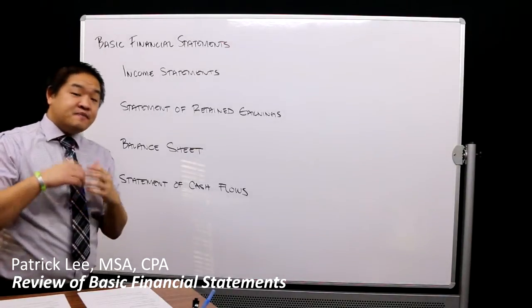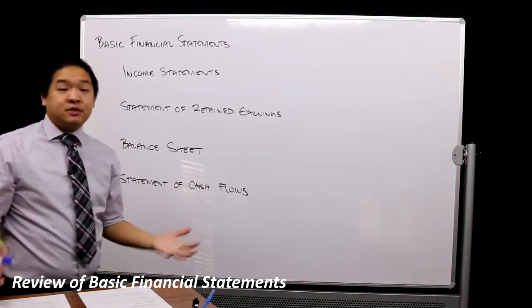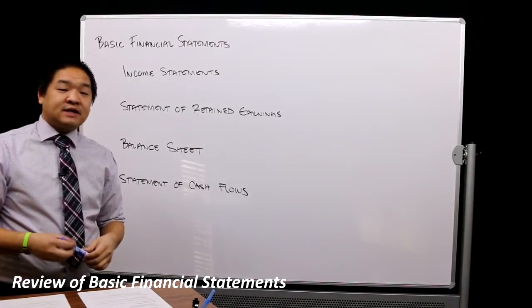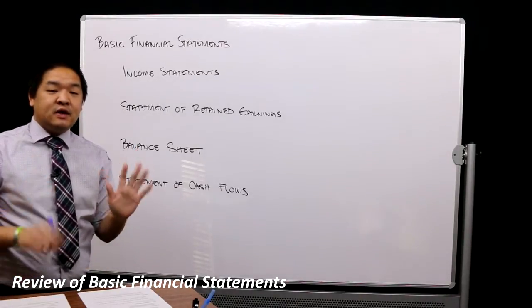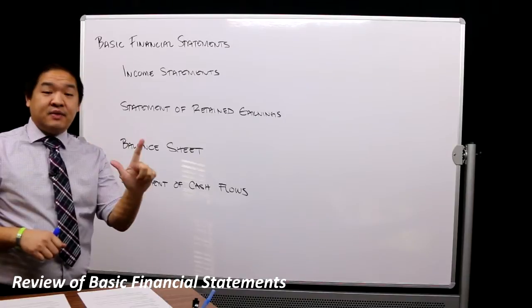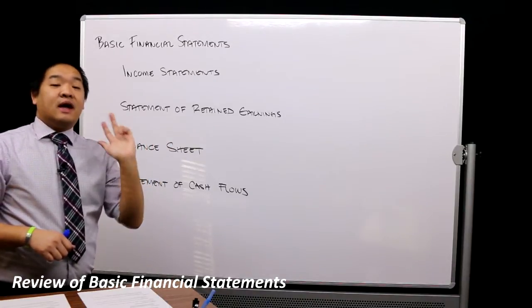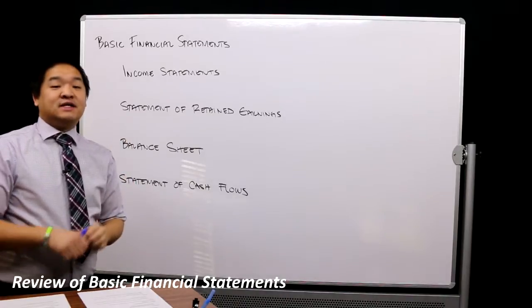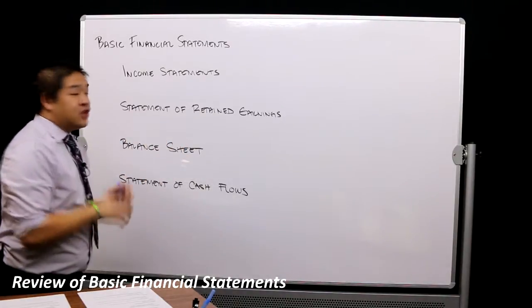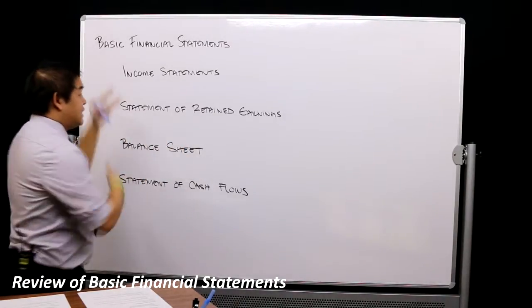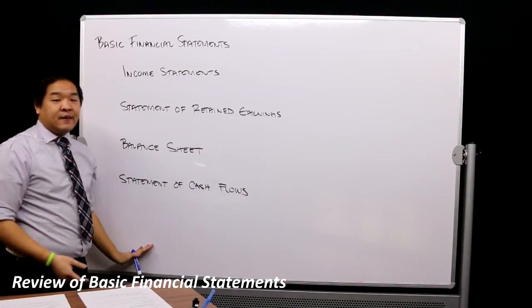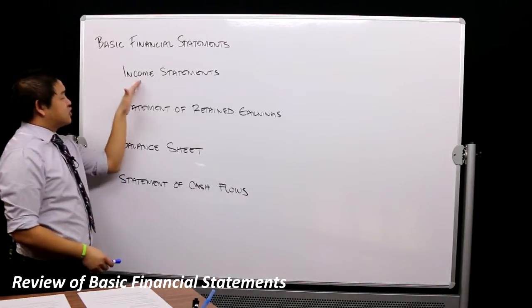Now, from a broad perspective, we talked in the last lesson about 6 categories. We talked about assets, liabilities, owner's equity. We also talked about expenses, revenues, and dividends. So those are 6. Those 6 kind of reappear in these 4 here. Okay, so let's start with the first one, income statement.